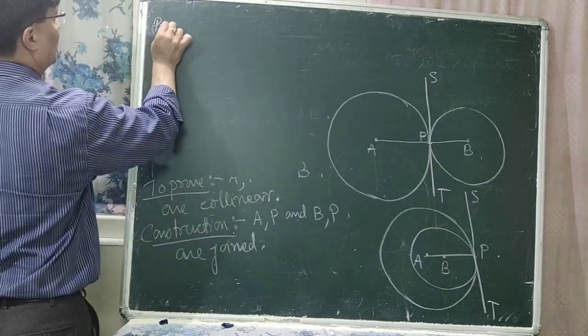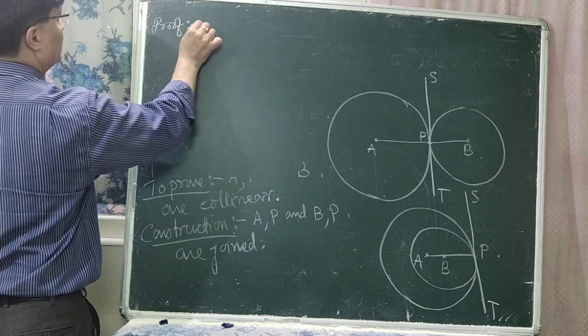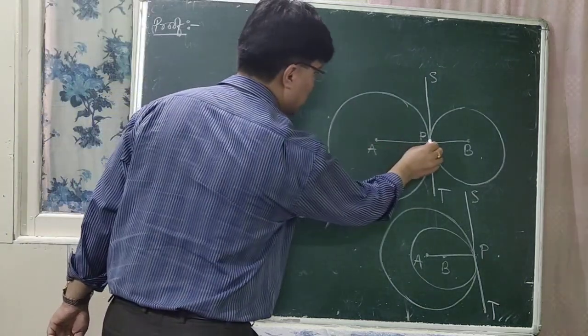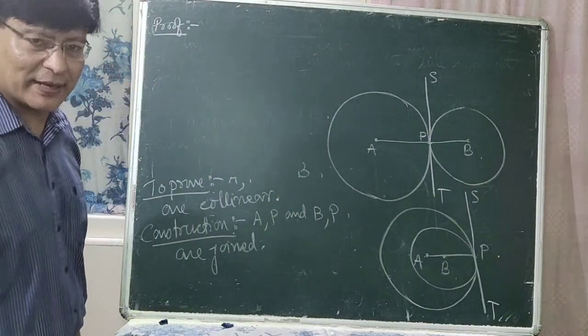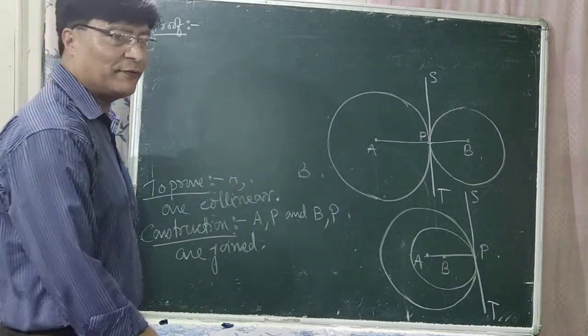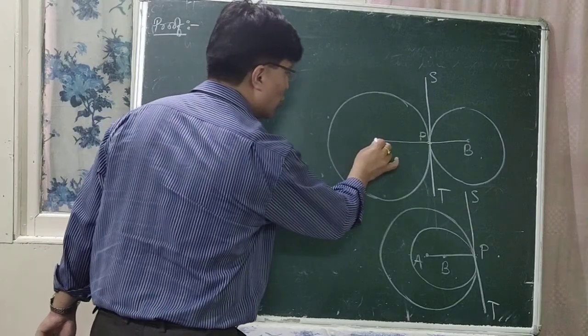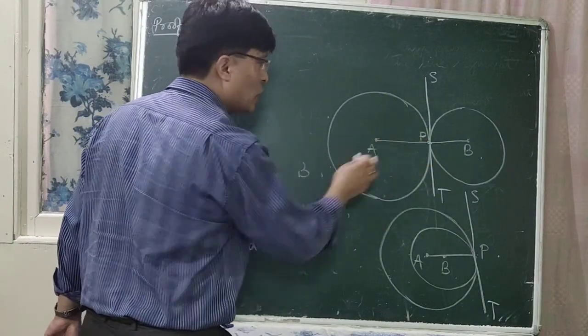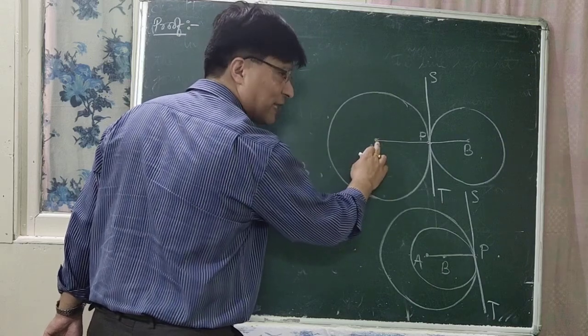Now the proof. Look at the blackboard. Since this P is the point of contact, P is known as the point of contact. So AP is the radius of the circle with the center A.